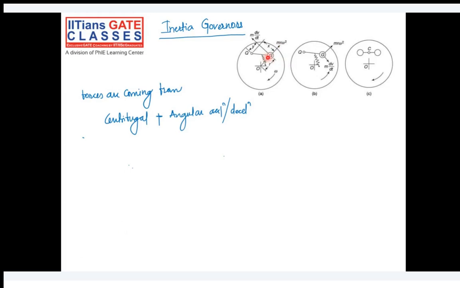And this mass M is fixed on, let's say, arm QG. So QG is an arm, and G is one end on which we are putting this mass. So this is the overall setup.